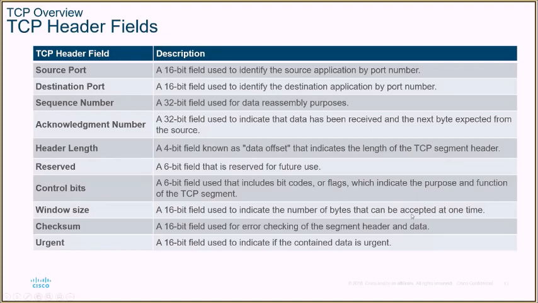Window size, as I said, is basically the number of bytes that will be accepted at any one time. And so the larger the window size, the faster the flow, basically. Checksum is error checking for both the header and the data. And urgent, as I said, is about prioritizing.